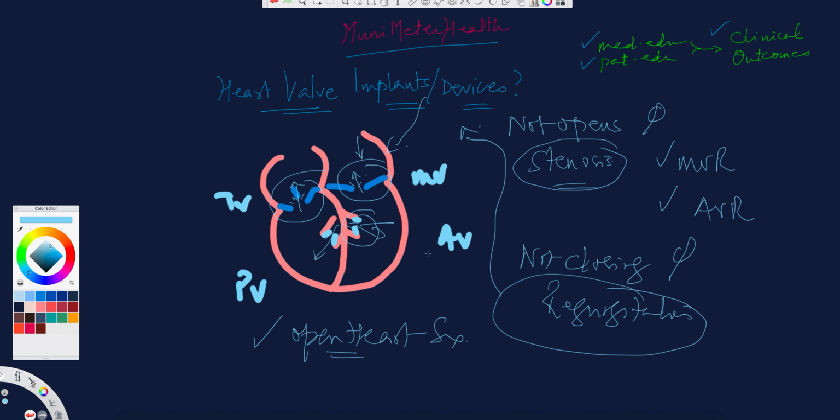Whenever any of that malfunction occurs and the patient starts to have symptoms like shortness of breath, chest pain, palpitations, or even dizziness or passing out spells, and the cardiologist and the surgeons confer with each other and decide that these symptoms are related to the heart valve problems, then at that point a heart valve implant or device is indicated. Okay, so hope you understood the basics of heart valve implants and devices through this discussion.